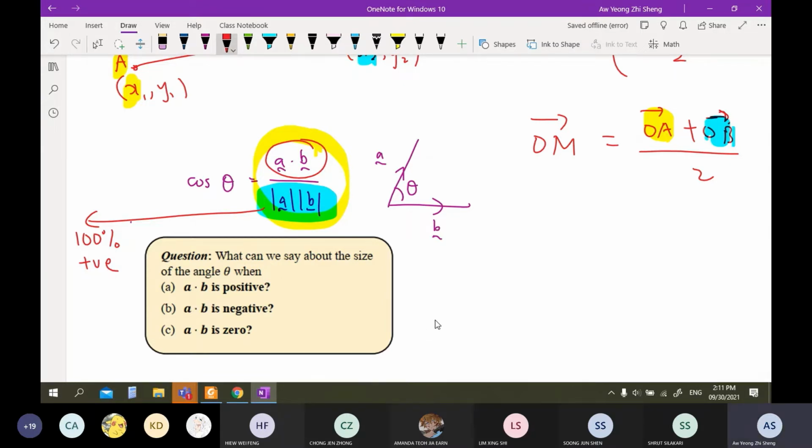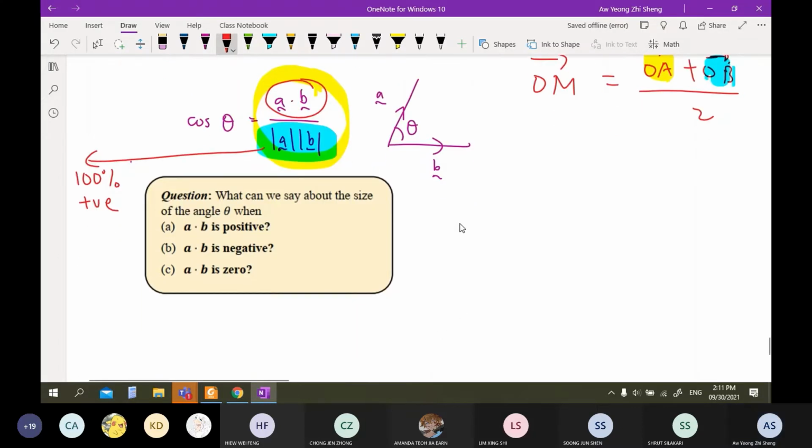Yeah, so Daniel has responded in chat: acute, obtuse, and right angle. Yep, correct. So that is the correct answer. So let's talk about situation A first. If A dot B is positive, then the entire fraction becomes positive. So you have then cos theta is positive.